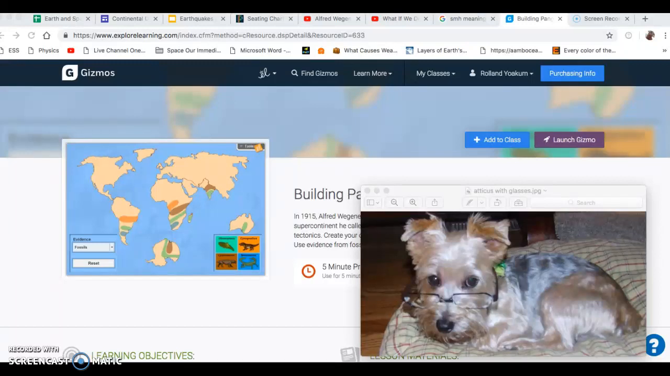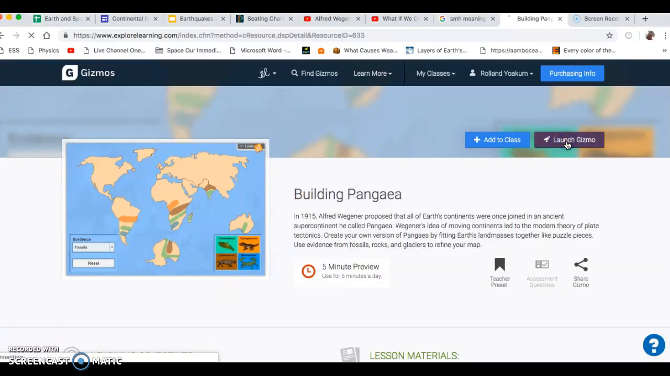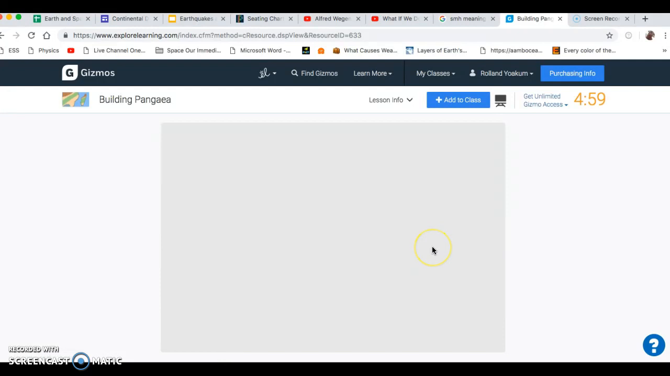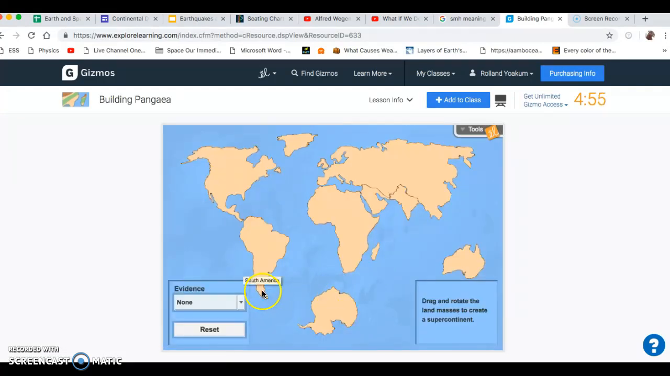Hello, my dog and I are here looking at the evidence that Alfred Wegener had to support his theory of continental drift, and we found this simulation, this little gizmo that we're going to launch and play with. So here it is, and it's off.